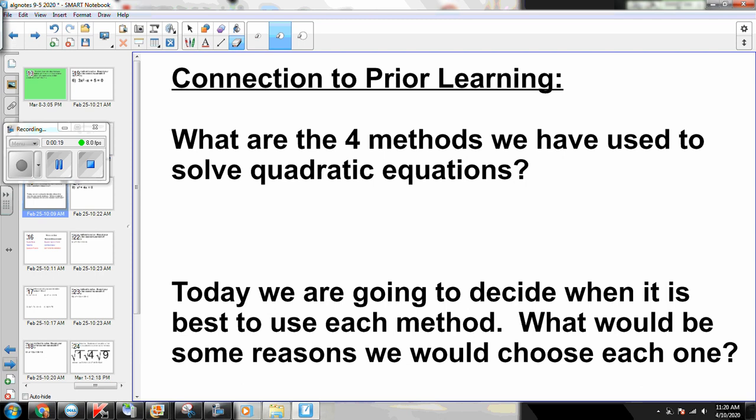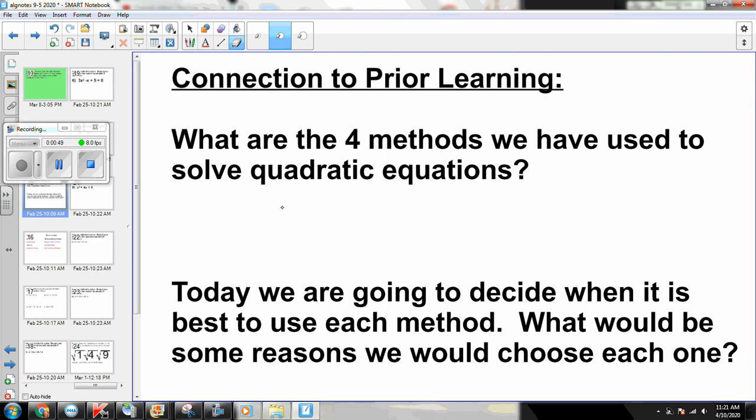There are 4 different methods that we have used to solve quadratic equations. The most recent one was the quadratic formula. We've also learned how to solve by taking the square root. We've also learned how to solve by graphing. When we graphed, the solutions are the x-intercepts, or where the parabola crosses the x-axis. One we've used, though it's been a while since we've used it, is factoring.